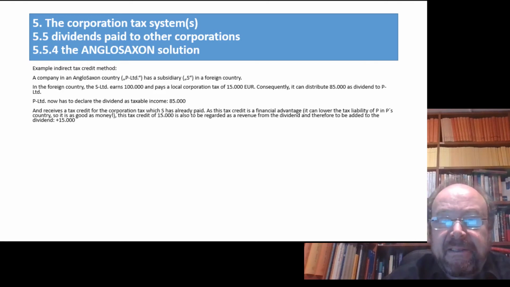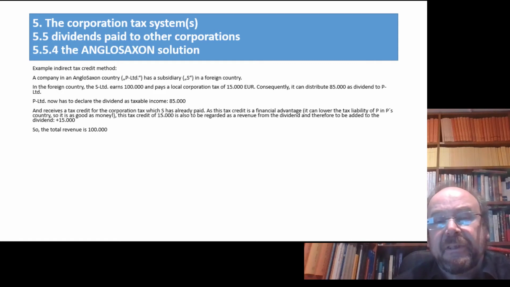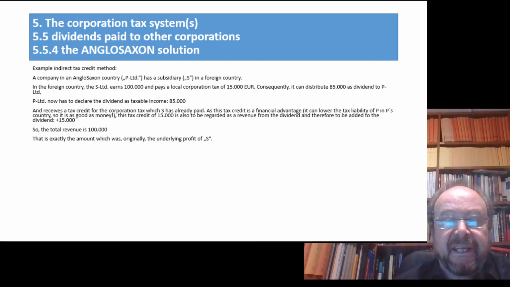And now P Limited has a dividend income of 85. They also get a tax credit for the underlying tax which has been paid by S. S paid 15,000 relating to that dividend income, so 15,000 are an additional monetary advantage which they can use to lower their fiscal liability at home. So 15,000 are also a revenue. So we end up with a total dividend revenue of 100,000. That is, surprise, the same amount as originally earned.